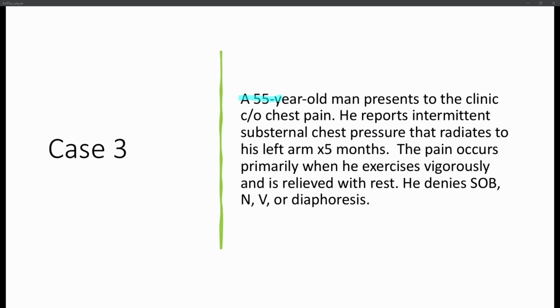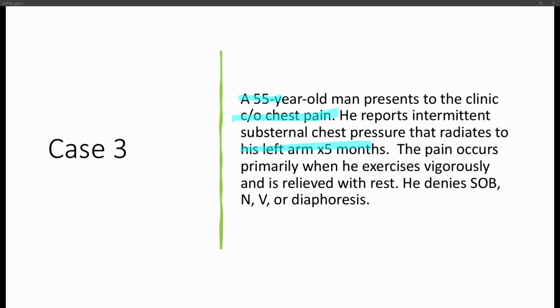presents to the clinic with chest pain. Okay, reports intermittent substernal chest pain or pressure, radiates to his left arm for 5 months. So it's been going on for a while. Okay, what's the first question you need to ask these patients when they come to see you? Why are you coming today? You've been having this for 6 months. Why today of all days do you decide to come in? Now, I'm not trying to make fun of you for why you're coming in, but what changed in your clinical scenario that made you want to seek attention today? What is it? Did something change?